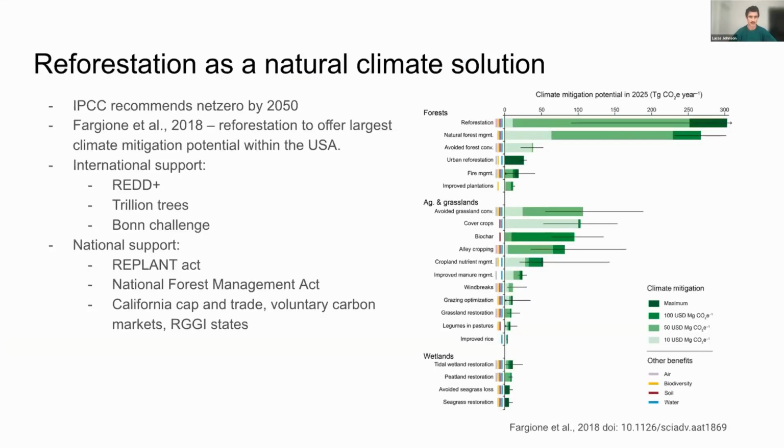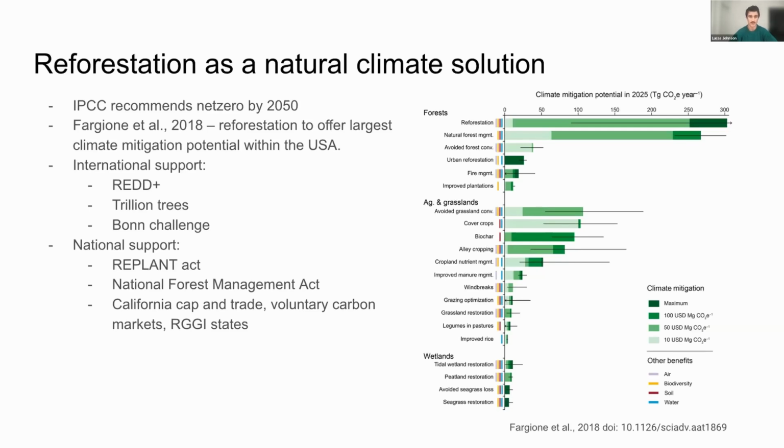So to start with some context, I'm going to dig into the idea of reforestation as a natural climate solution, a strategy for mitigating global climate change. And I'm sure we all know that the IPCC has reported that the global community needs to achieve net zero emissions by 2050. And that's where natural climate solutions come in, and particularly reforestation.